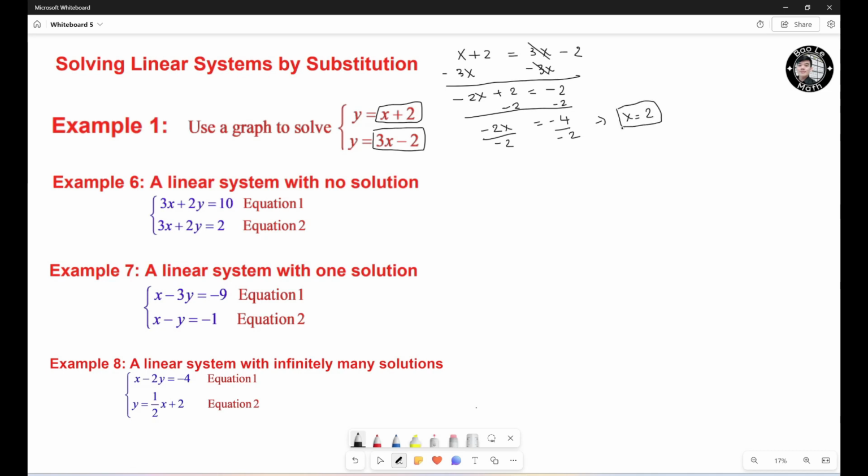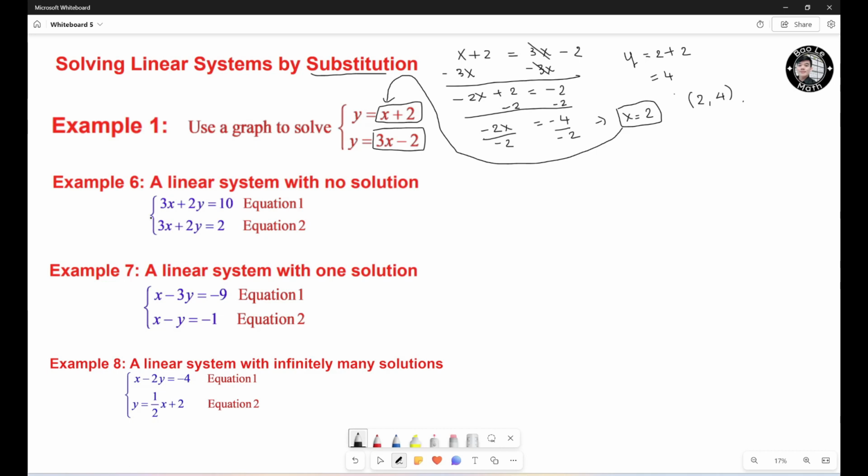Now x equals 2, I substitute into one of these equations. So I substitute into the first equation right here. So I have y equals 2 plus 2 equals 4. So the solution to the system of linear equations is (2, 4). Make sure you write x first, y second. Alright, let's move on to the next example.